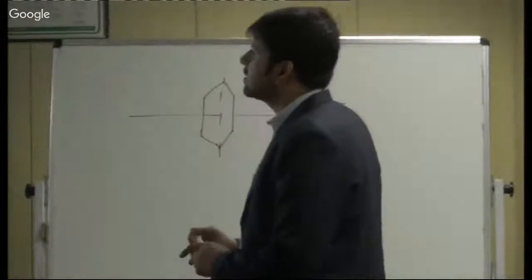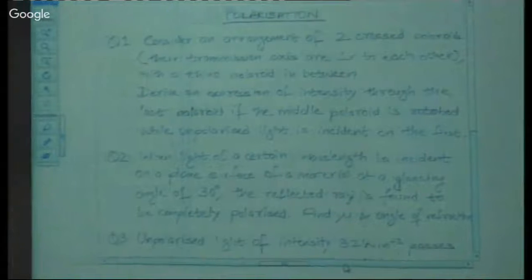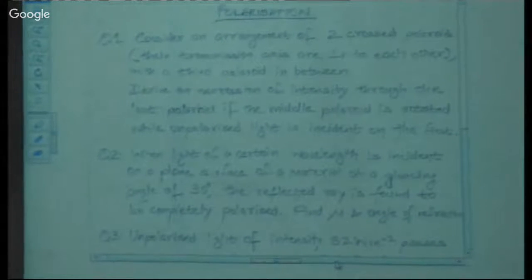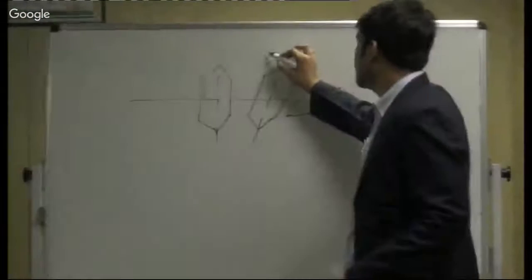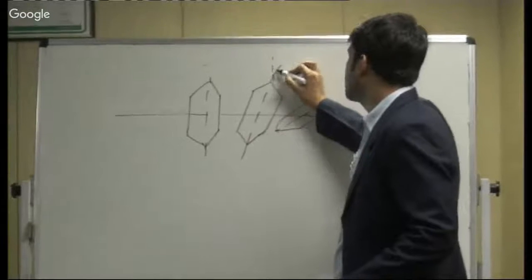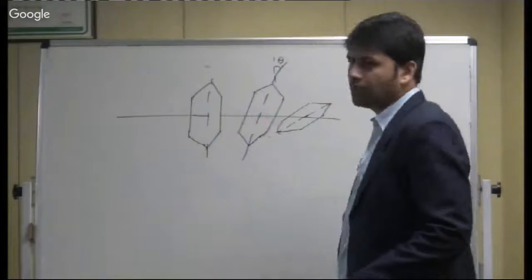What happens is, derive an expression for the intensity through the last polaroid if the middle polaroid is rotated. I missed a line in between: we have a third polaroid in between. The angle is not given, so I'll assume it has some angle. Something of this sort is happening. Let us say it has an angle theta with the vertical direction, the first polaroid.